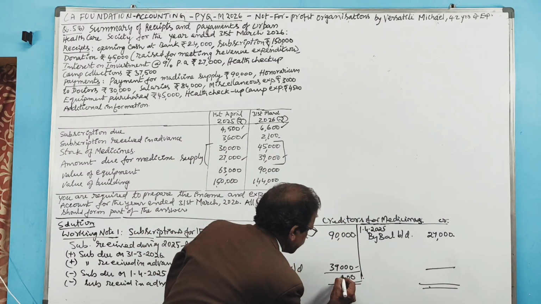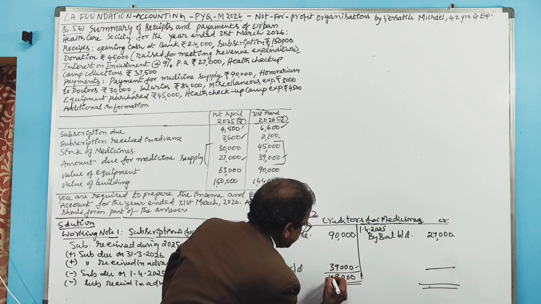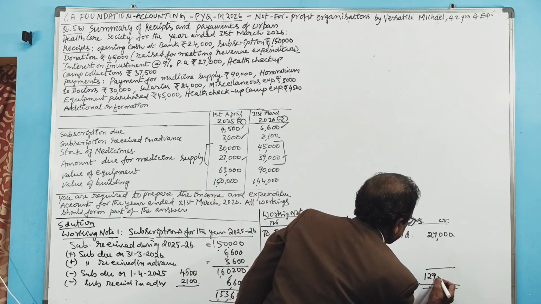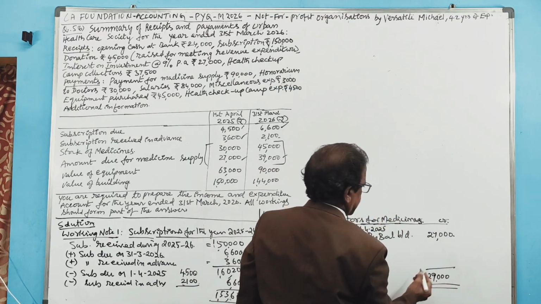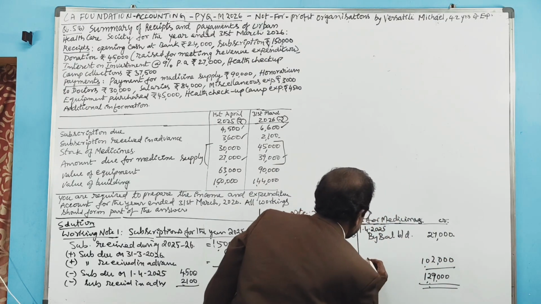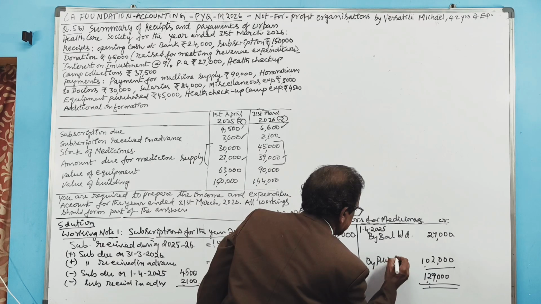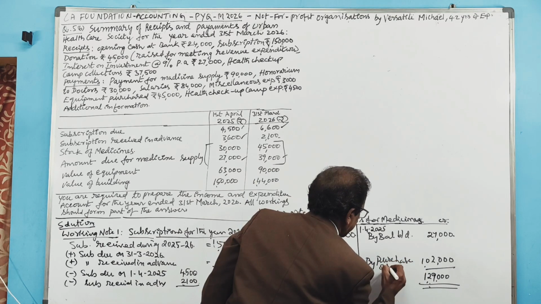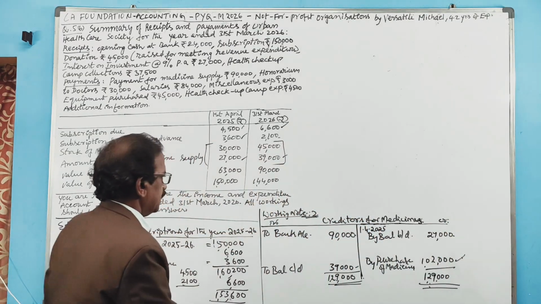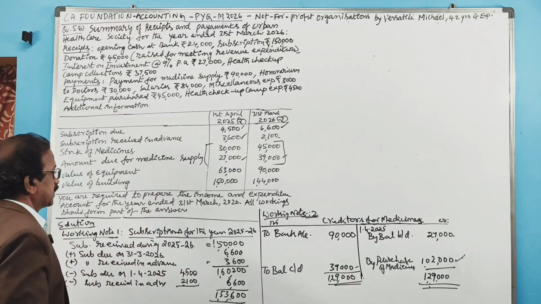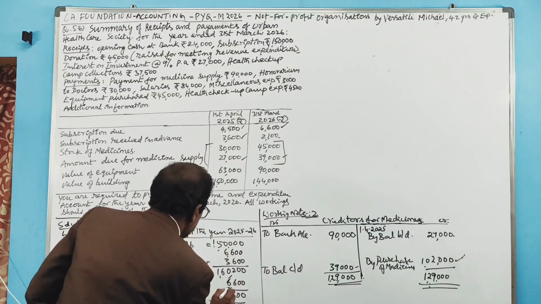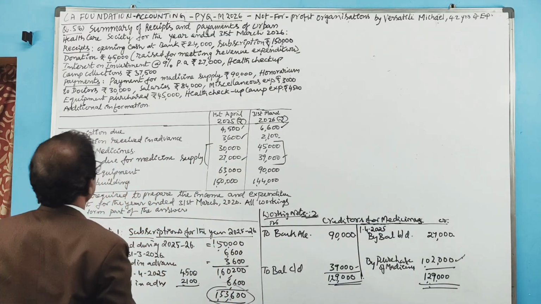Now, debit side total 1,29,000. It means the difference is 1,02,000. What do you call this? By purchase of medicines. This amount we have to post in a different account. Now you should remember this 1,53,000. Let us write.